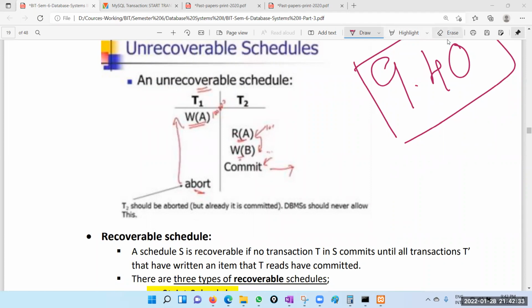Now let's see what the possibilities are here. There's a write operation from transaction 1. From transaction 2, there's a read operation. That written value, we have now read it. Now we are doing something else with B, which is a different task. Now you have a commit. Unfortunately, the other transaction has an abort. Now it's too late, because this one has already committed. So therefore, this is an unrecoverable schedule.